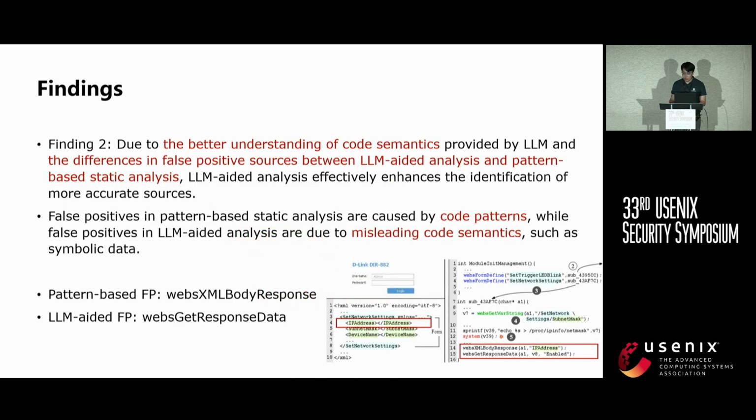To address challenge 2, we propose finding 2, where large language models can be used to assist in performing more accurate static analysis. The main reason is that the sources of false positives made by LLM analysis and the pattern-based analysis are different. You can see this code example.